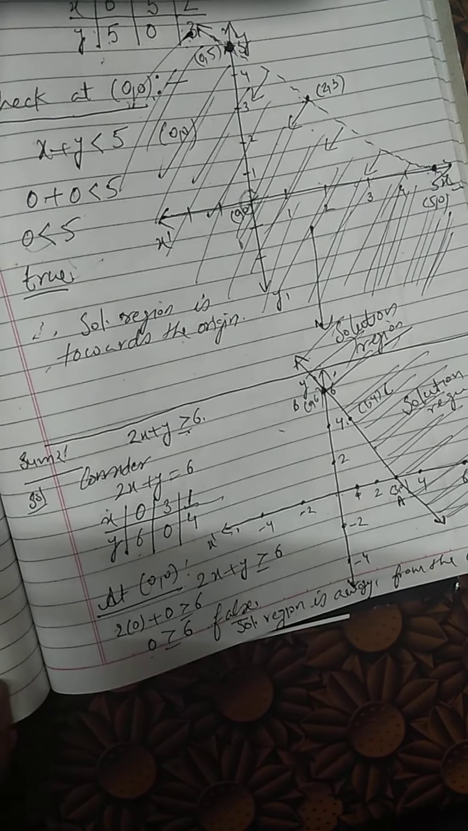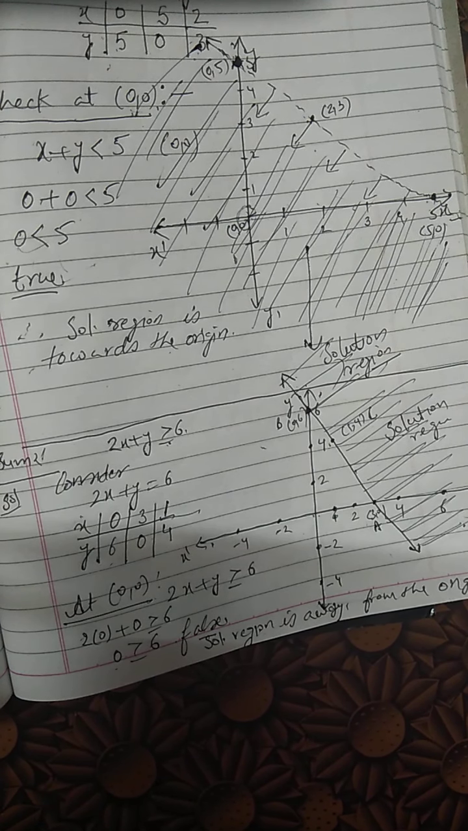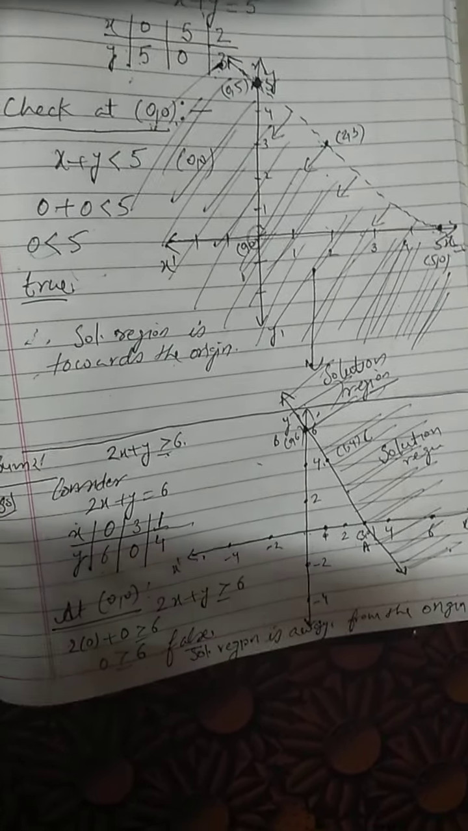Okay class, similarly we will do sum number 3 and sum number 4, and let us do one more sum. Let me take you to sum number 7. So let us do one more sum, that is sum number 7 of this exercise.